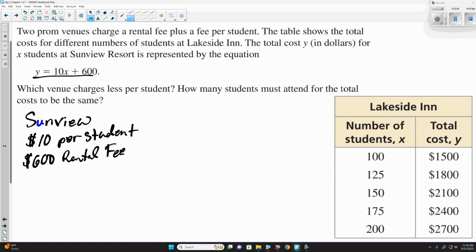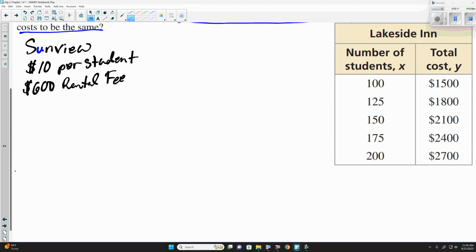Now, what the problem is asking is two things. One, which venue charges less per student? And two, how many students must attend for the total cost to be the same? So those are the two things we want to figure out. Now, just from the problem itself, we knew all the information for Sunview because they gave us an equation, y equals mx plus b. However, Lakeside Inn did not. So first off, we need to find the slope, and then we need to get it in the correct form.